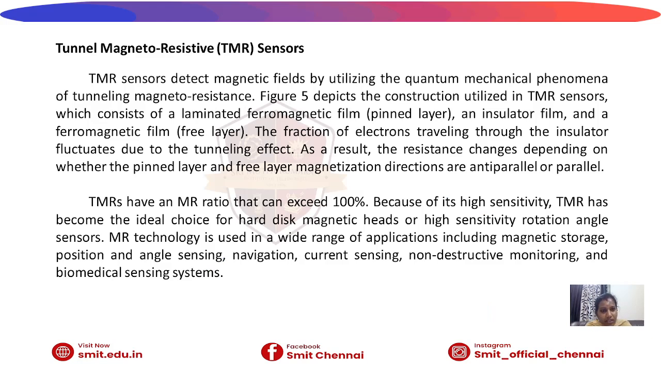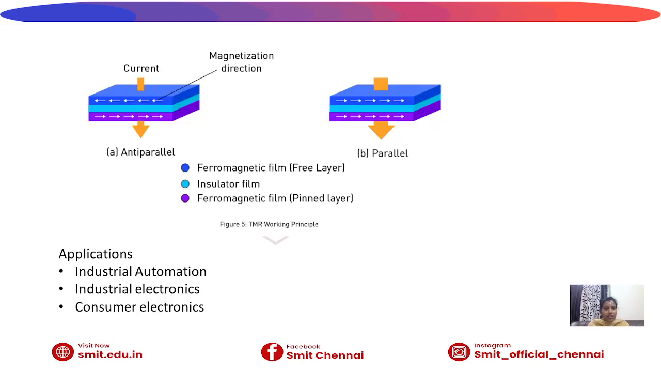Next is the tunnel magnetoresistive sensor, which has a ratio of 100%. The difference here is that the current direction is vertical, perpendicular to the magnetization direction, in both the anti-parallel and parallel cases. But the magnetization direction is different for the anti-parallel and parallel sensors. The applications of these sensors are industrial automation, industrial electronics and consumer electronics.